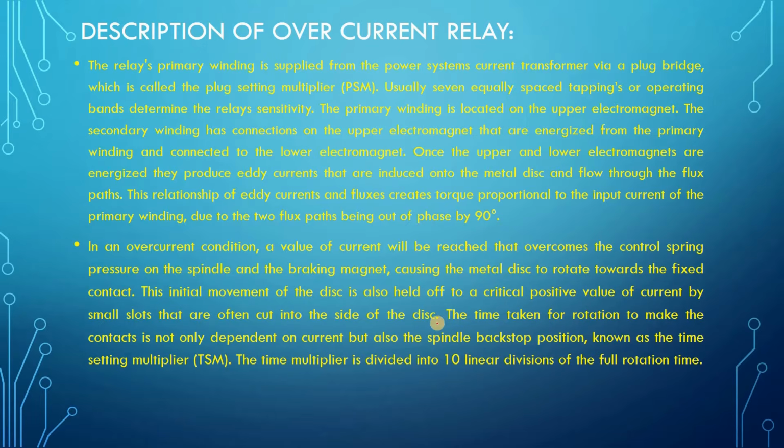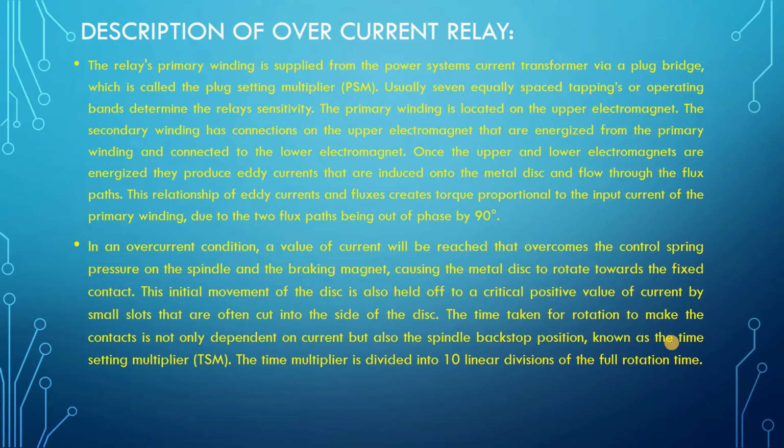The time taken for rotation to make the contact depends not only on the current but also on the spindle backstop position. Now you understand how the disc rotates, but the time taken to move towards the fixed contact does not depend only on the torque or the fault current, it also depends on the position of the disc. That means the spindle backstop position. So we'll see which one is the spindle and here is the backstop position.